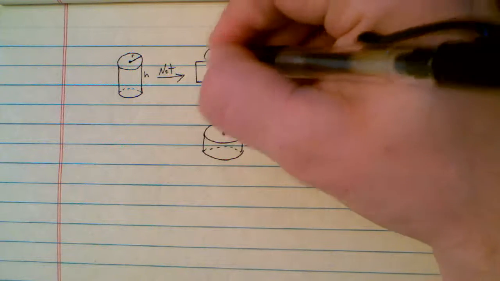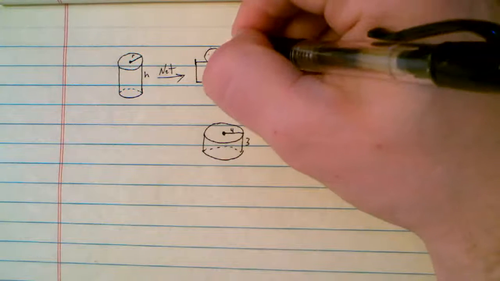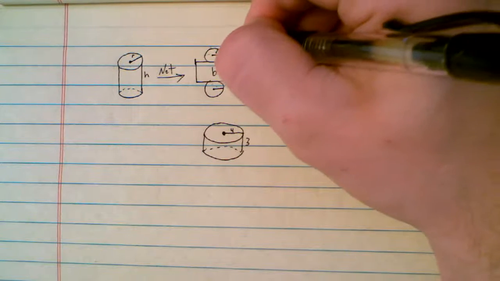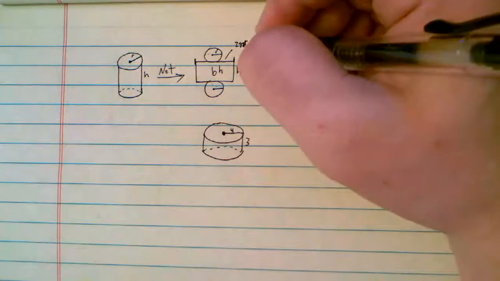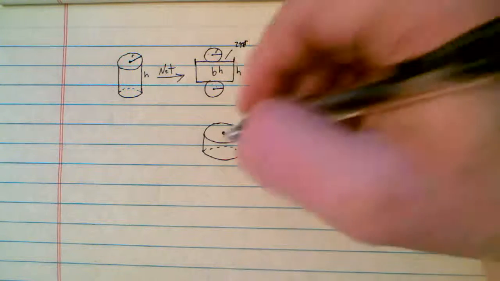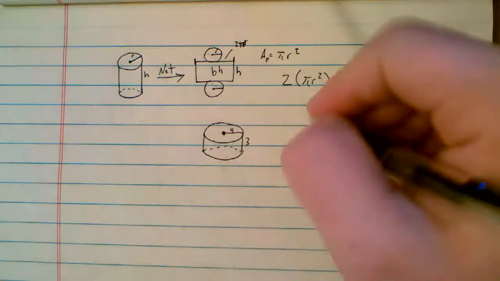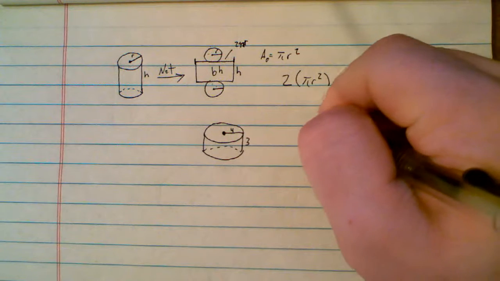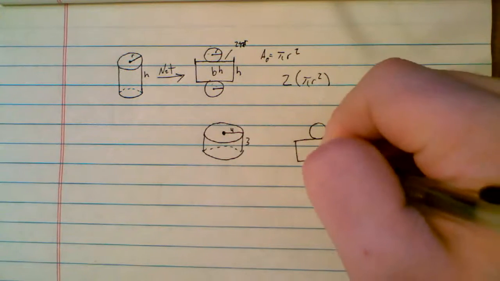Basically, this line right here, or the width, I should say, is equal to 2 pi r. This is equal to 2 pi r because it wraps around the circle. So this is 2 pi r. So what we do here is we unroll this. We have our circle, we have our rectangle, and then we have our other circle.